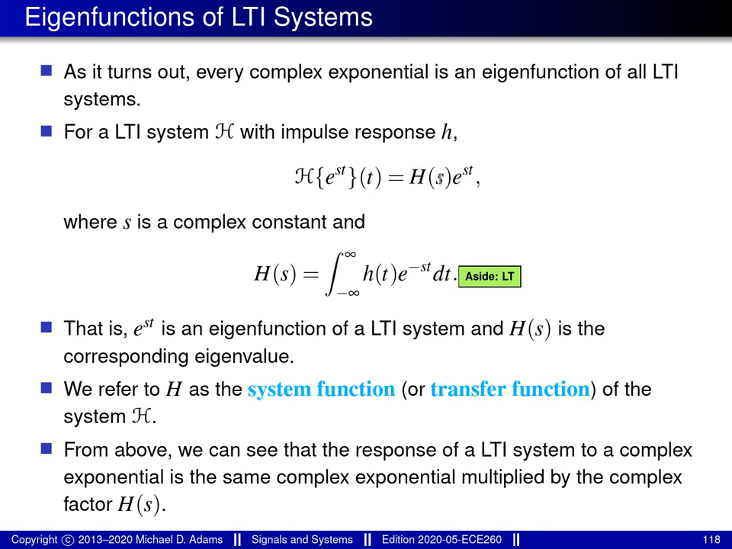So in other words, we have that e to the st, a complex exponential function, is an eigenfunction of the system script H, where the eigenvalue is given by H of s. In other words, by evaluating this function capital H at the point s, where s is the particular constant that's associated with the complex exponential e to the st.